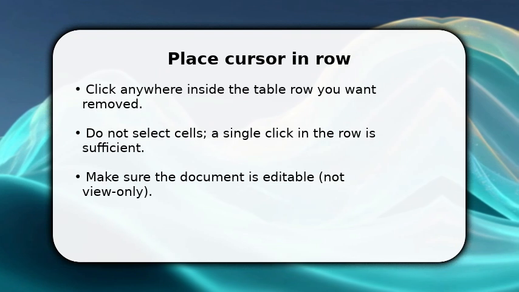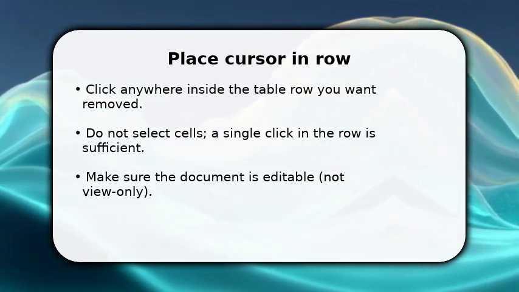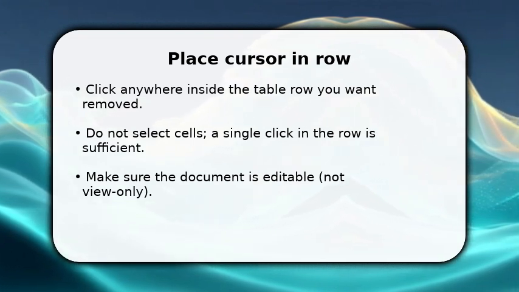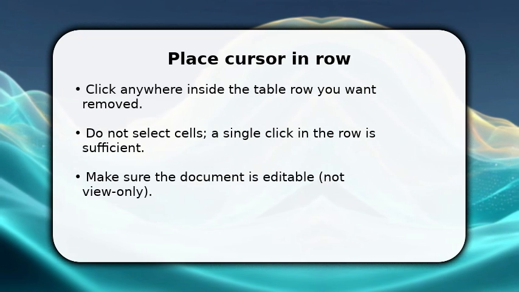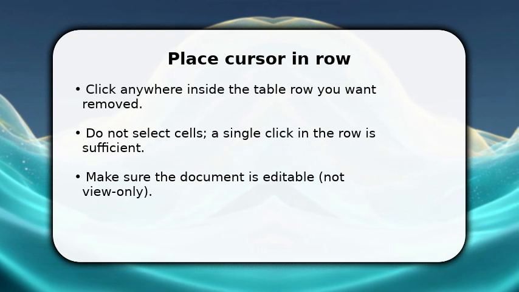Once done, verify the document isn't locked and that you have editing rights, because deletion requires edit permission. Make sure the row is the one you intend to remove. If not, undo is available. This single, focused action sets up the table menu to offer row-specific control.